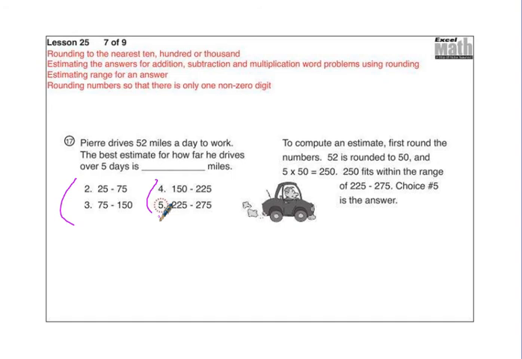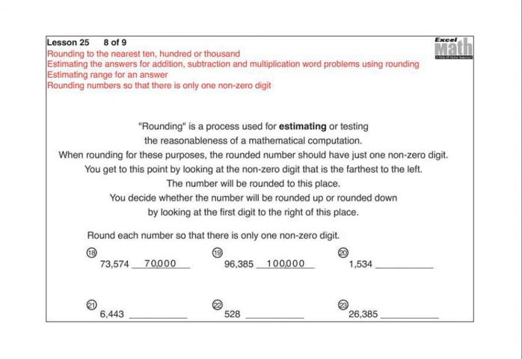It says Pierre drives 52 miles a day to work. The best estimate for how far he drives in 5 days. Now, a lot of kids don't estimate on these. Make sure you round and estimate. So it's 50 times 5, which is 250, and 250 falls right into there between 225 and 275. Now, they did give you the answer, and they did give you some show work here, but hopefully you got that idea. All right, let's go on to the last part here.